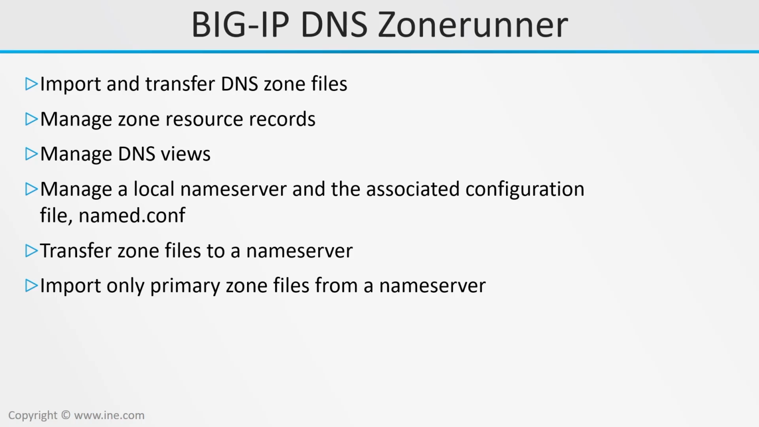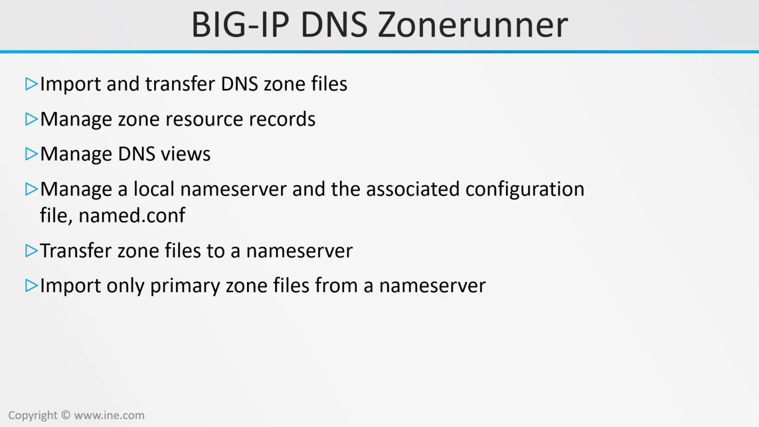The third one actually is the DNS view. So external and internal DNS views can be created. You can create a specific view, maybe for a DMZ type resource that you want to allow certain requests to transfer. The fourth option there is manage the local name server and the associated configuration file, like named.conf.